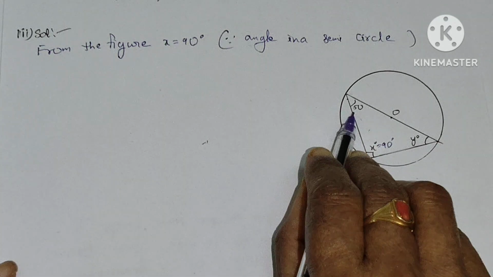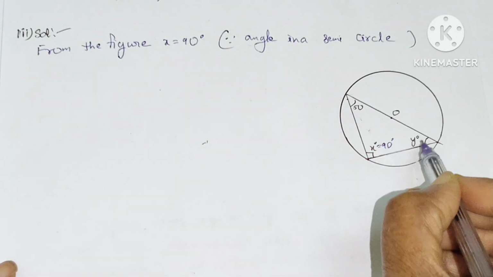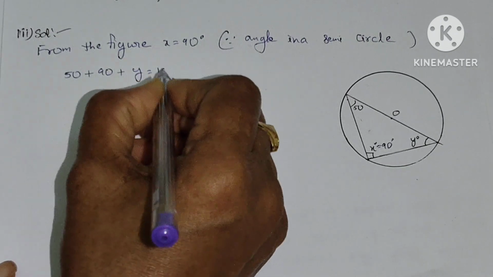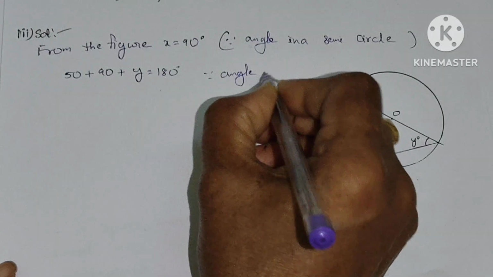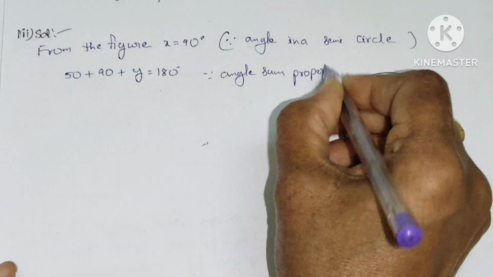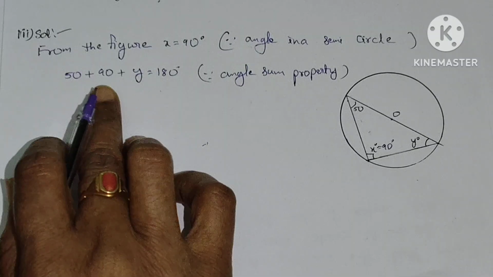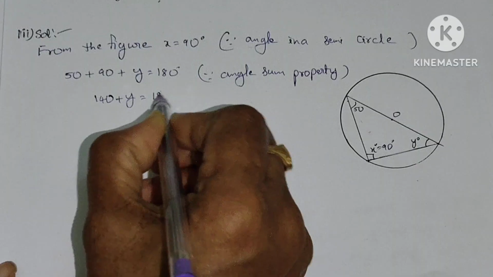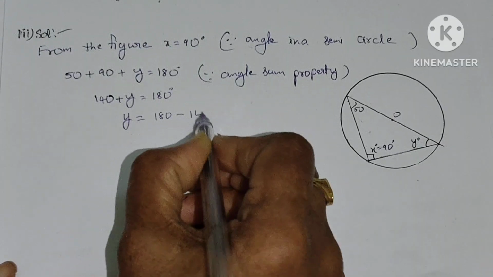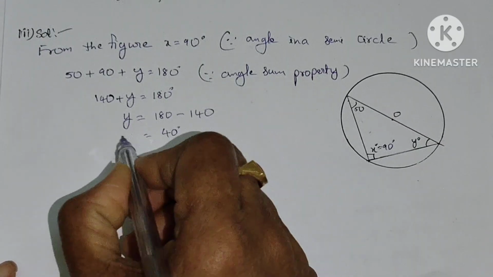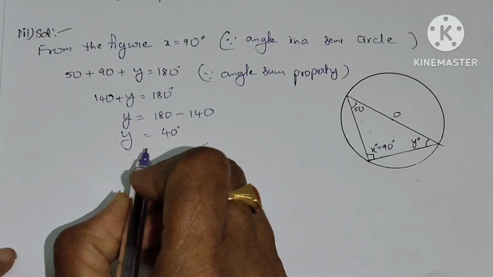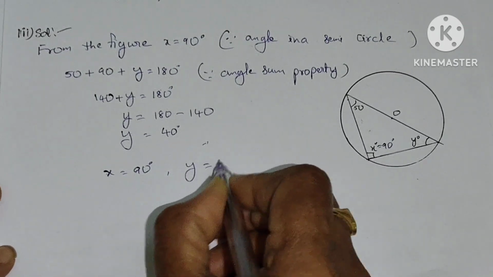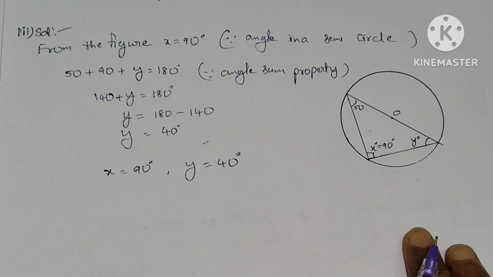One angle is 50 degrees, and we find the third angle using the angle sum property. 50 plus 90 plus y equals 180. 50 plus 90 is 140, and 140 plus y equals 180 degrees. So y equals 180 minus 140, which is 40 degrees. This is the answer: x equals 90 degrees and y equals 40 degrees. This is the answer of the third one.